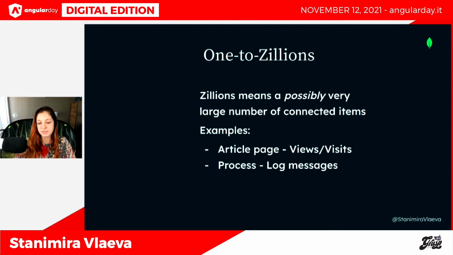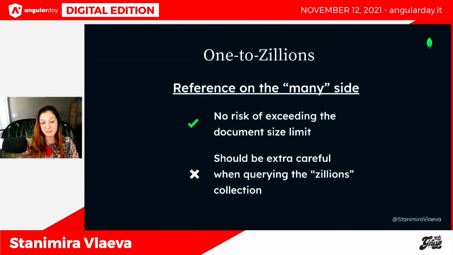Similarly, a process that is running on our system is generating some log messages. And we may end up having quite a lot of log messages that are collected over time. So how do we deal with that? Well, if you think about it, you will arrive at the same conclusion. I'm just going to give you the answer straight away: you have to use referencing on the many side of the relationship. So on the zillion side of this relationship. That way, we're not going to risk exceeding the document size limit. In MongoDB, this document size limit is 16 megabytes.